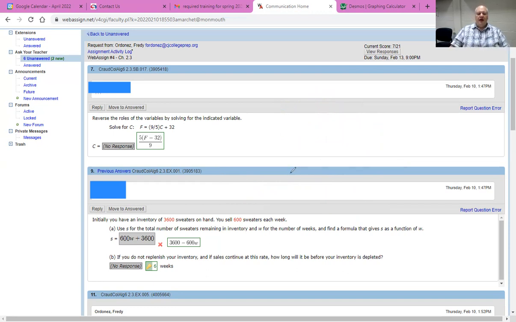Okay. Initially, you have an inventory of 3,600 sweaters on hand. You sell 600 sweaters each week. Use S for the total number of sweaters remaining in your inventory, and W for the number of weeks, and find the formula that gives S as a function of W.